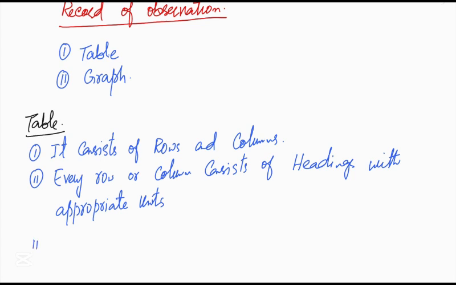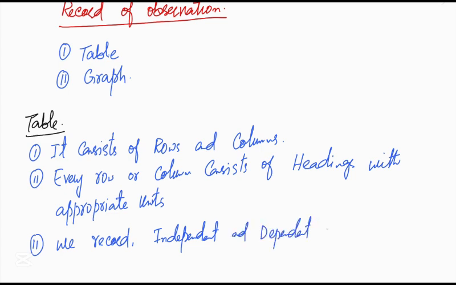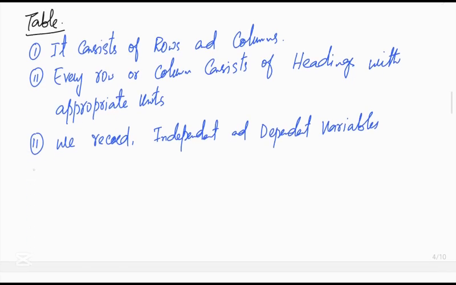And also in the table we record the dependent as well as the independent variable, independent and dependent variables. And also we record any change in the dependent variable.